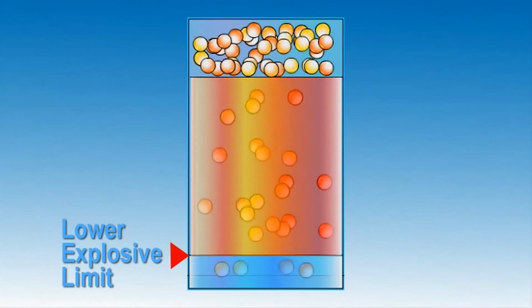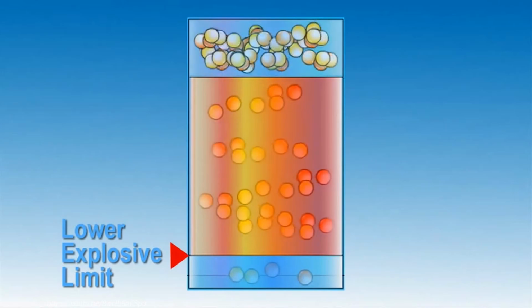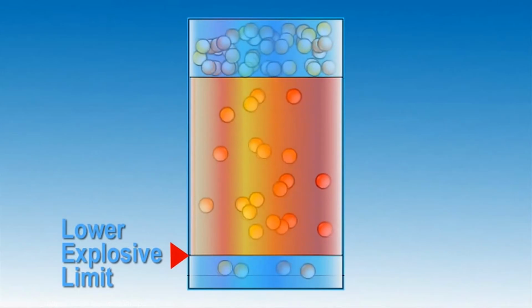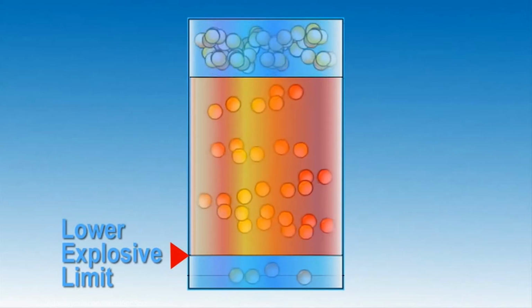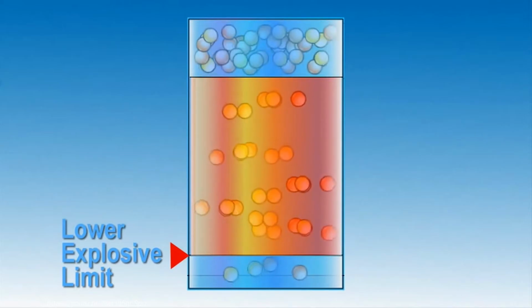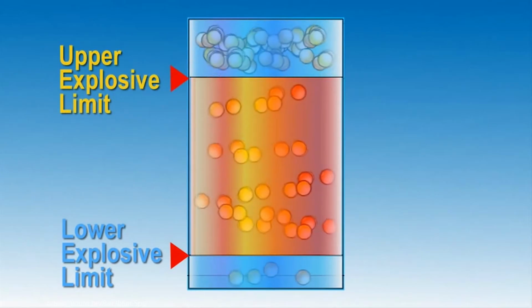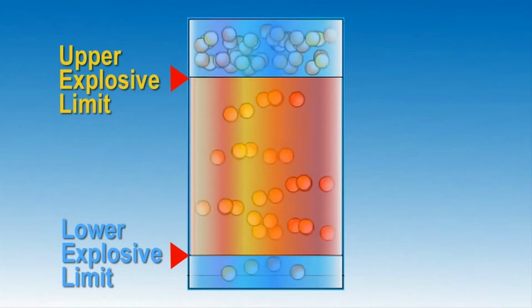The same condition would apply if the gas concentration is too rich, meaning it will not ignite because it will not have sufficient oxygen to sustain the fire or explosion. This is known as the upper explosive limit, or UEL. It should be noted that different gases will have different threshold limits.